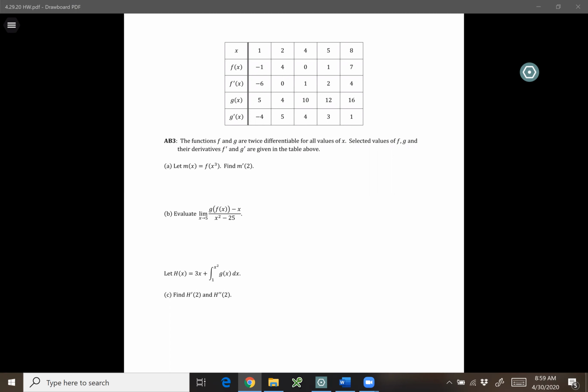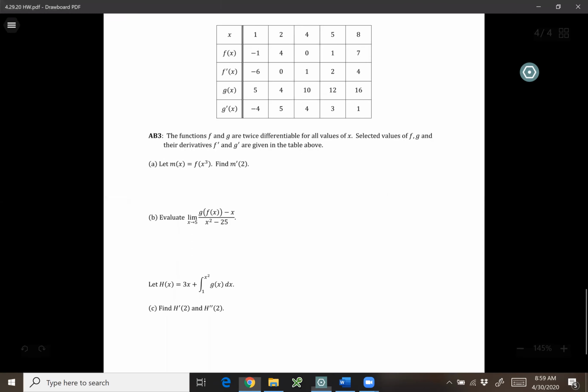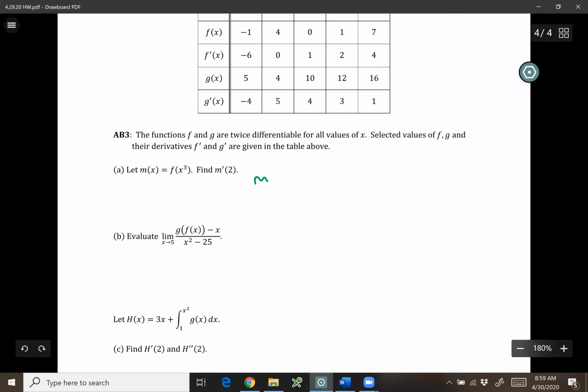So A was let m of x equal f of x cubed, and find m prime of 2. So A, we are going to do m prime of x first. We get f prime of x cubed times 3x squared because we have to do the chain rule. So m prime of 2 would be f prime of 2 cubed is 8 times 2 squared is 4.